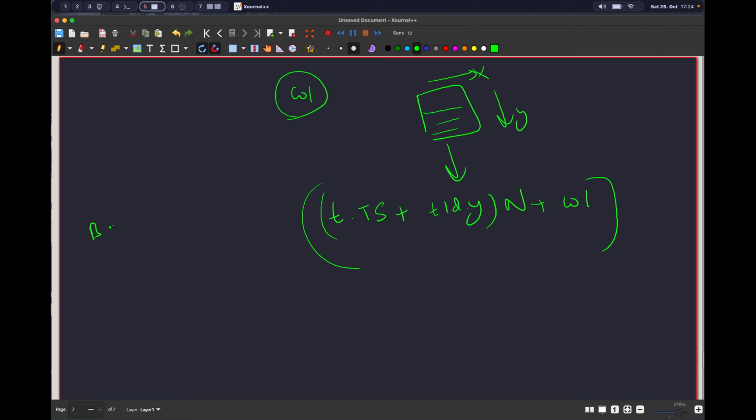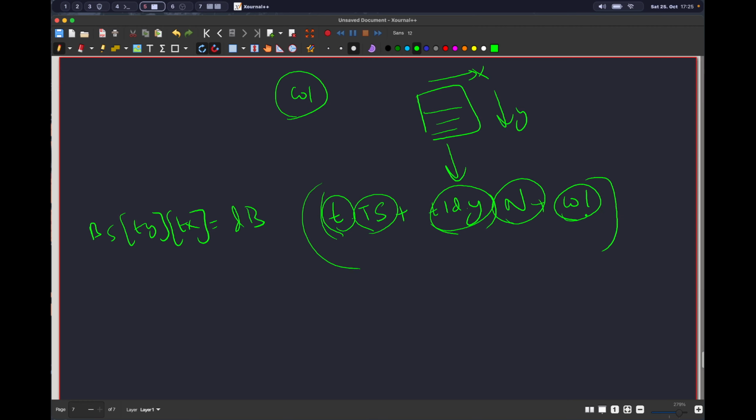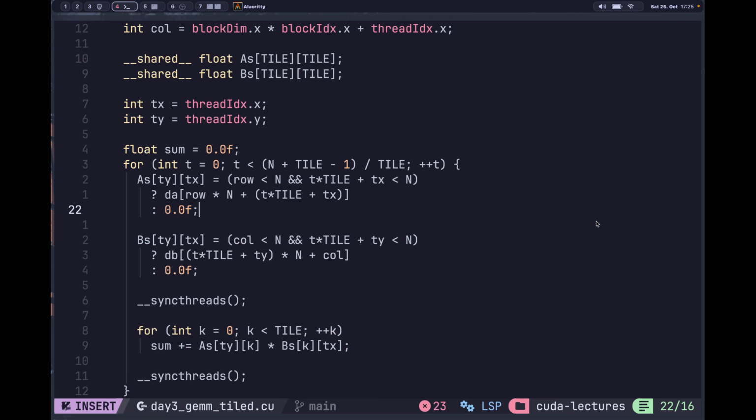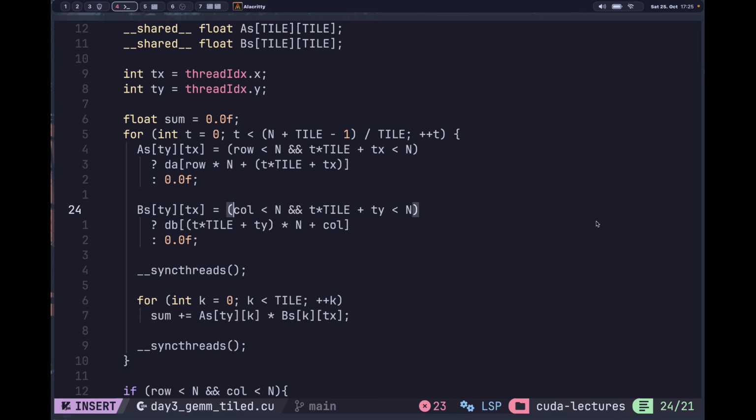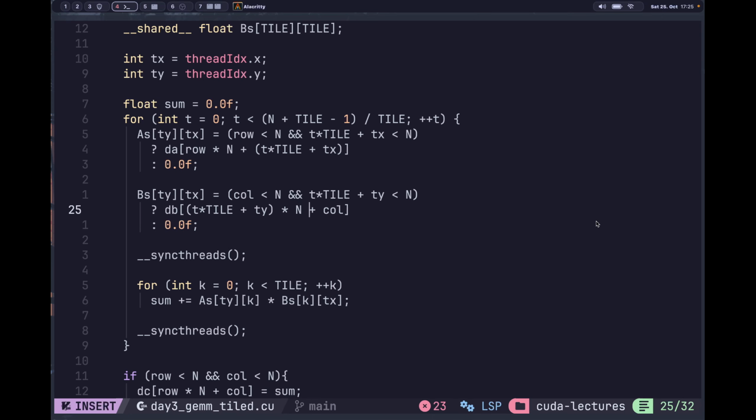So bs ty tx will be equal to b of this particular element, which is tile number times tile size plus thread id dot y, skipping over the n rows and going to the column element of b in that particular tile. So we are doing the same thing here again. We are checking the bounds. Column should be less than L, as well as t dot tile plus ty should be less than n. Then we are storing that particular element in the shared memory.